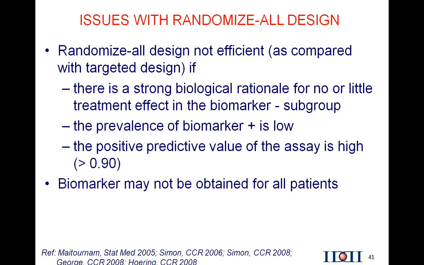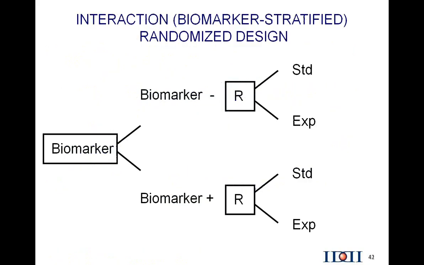If the prevalence of the biomarker positive is very low, again these RANDOMIZE-ALL designs may have very little power. And finally, we have to worry about the predictive value of the assay and make sure that the positive predictive value of the assay is high enough for the positive biomarker subset to be identified reliably. Again, the biomarker may not be obtained for all patients, and this is going to be a limitation of all our designs. Another design, in fact, is quite similar but slightly different.